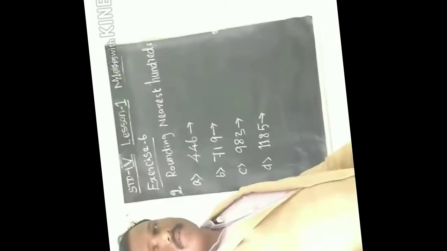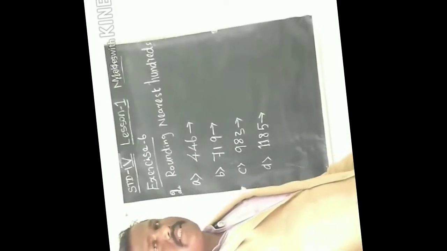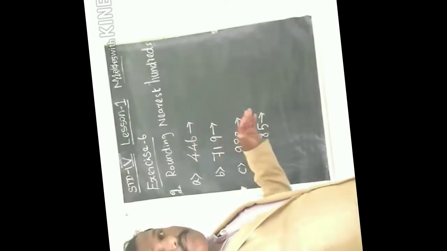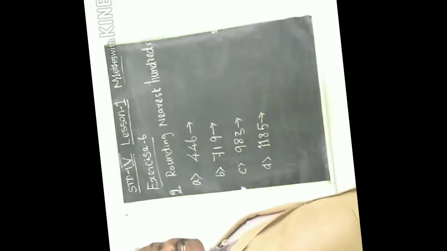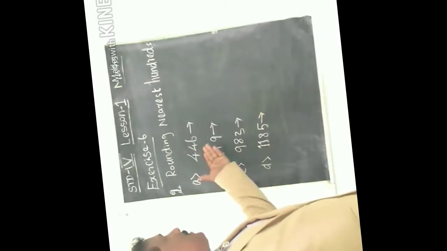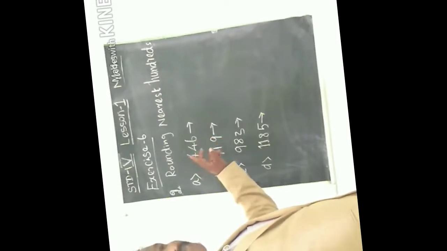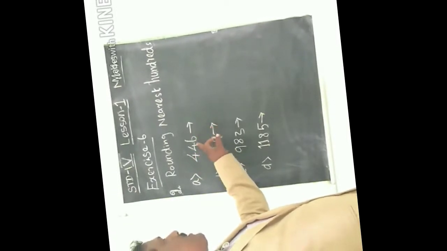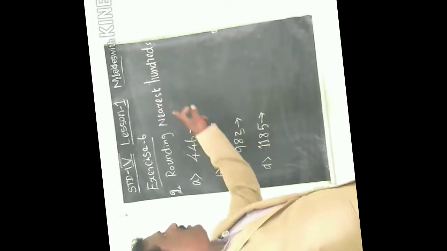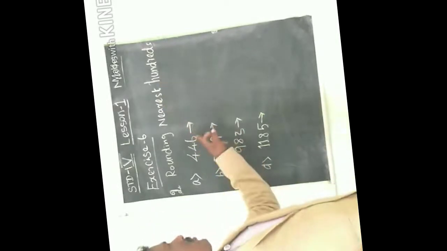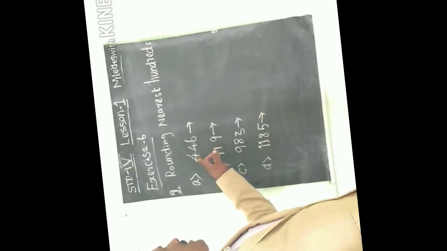Okay, students, let me see exercise 6. Sum 2. Rounding to the nearest 100. Okay, the sum A. First we have to find out the place value. So ones, tens, 100. So what is the question? Nearest 100. So ones, tens, 100. This is the 100 place.